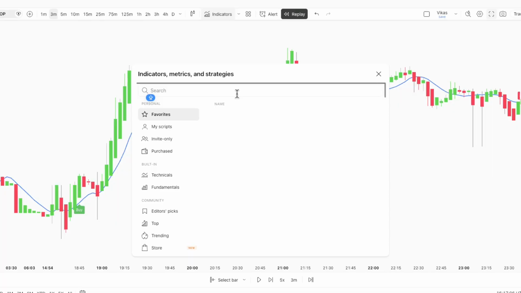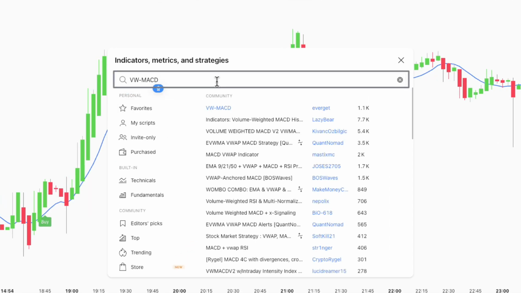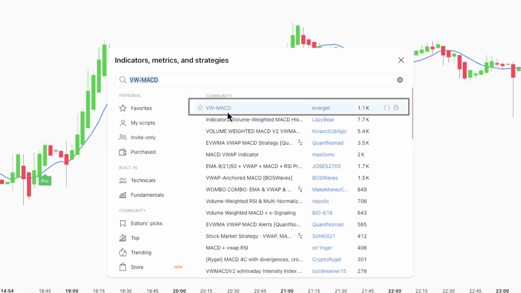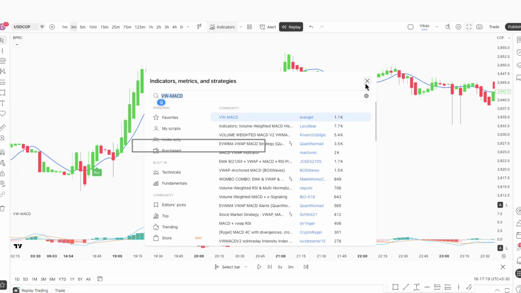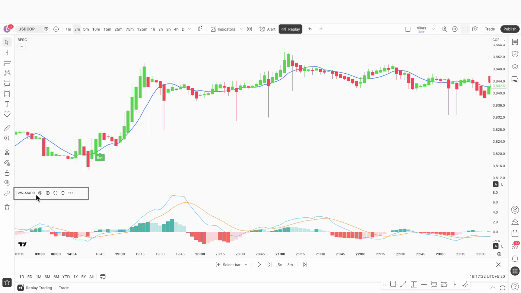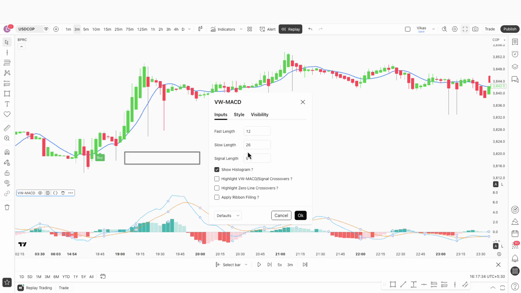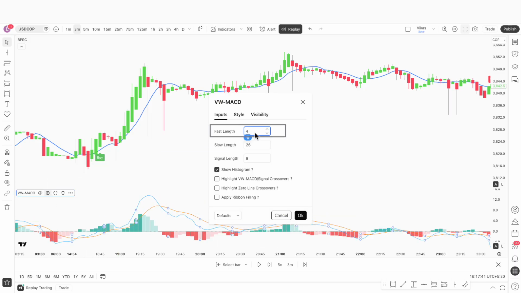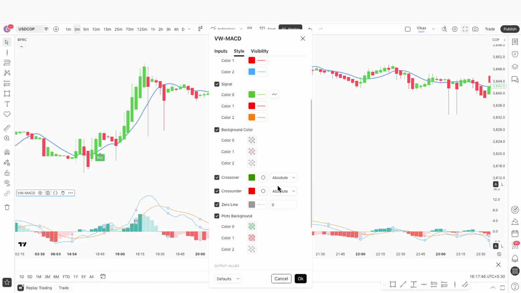Let's go to the Indicator Search tab, type VW MACD, and select the one called Elder Ray Bull and VW MACD created by Everget. Now let's access the settings of this indicator so we can modify it to suit our strategy. We change fast length from 12 to 4, and here everything is fine after that.